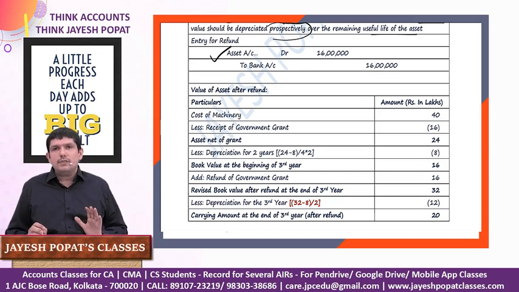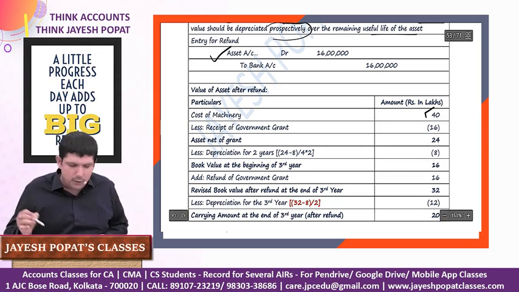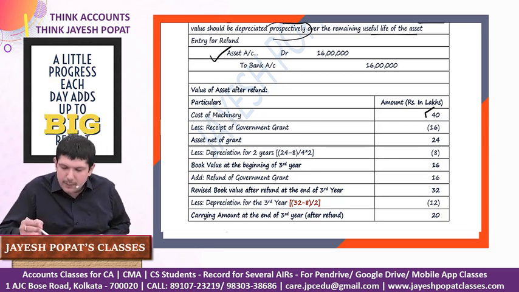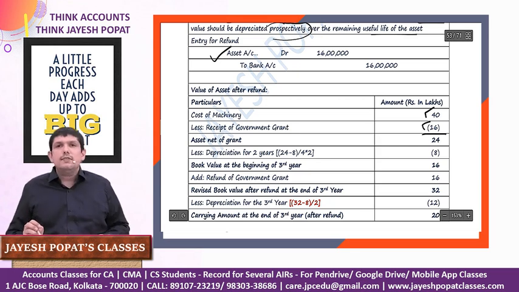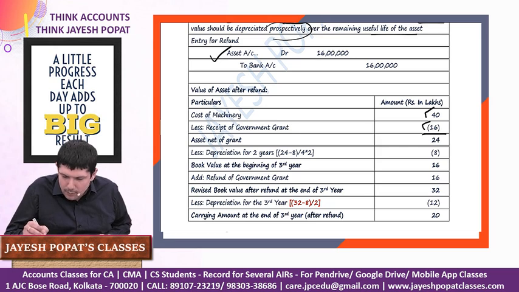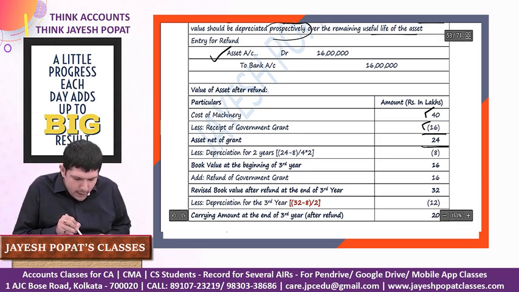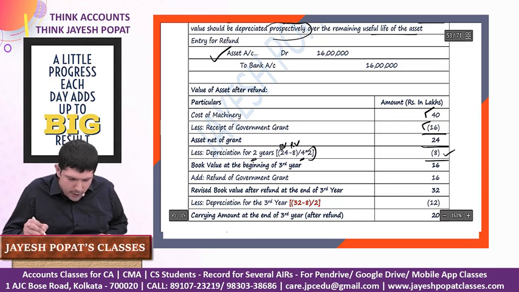Let us look at the value of the asset. When the machinery was purchased, the cost of the machinery was 40 lakh. We credited the amount of grant to the value of the machinery. So the 16 lakh which was received, we credited it, and the net value of the asset in our books was 24 lakh. We provided depreciation for 2 years. 24 lakh is the book value, 8 lakh is the residual value, divided by 4, the useful life, into 2 years, which we have already depreciated. So 8 lakh depreciation is already provided by us.